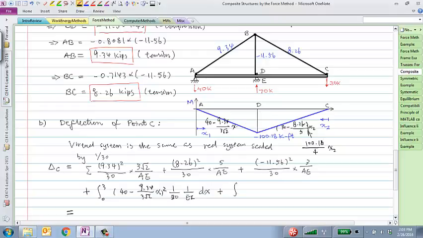All right, go ahead. So the second part can actually be simplified as just that.